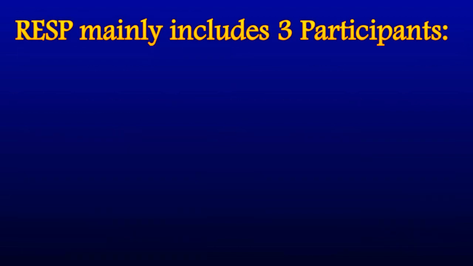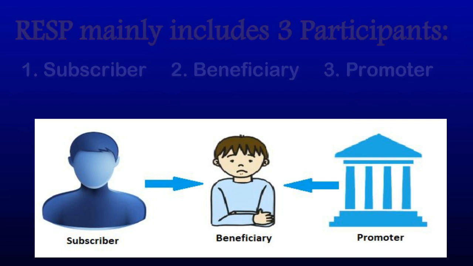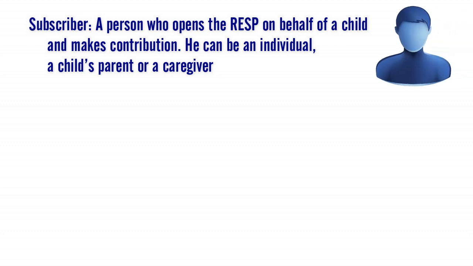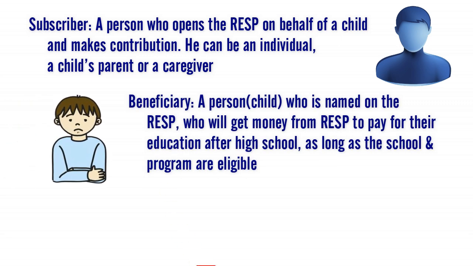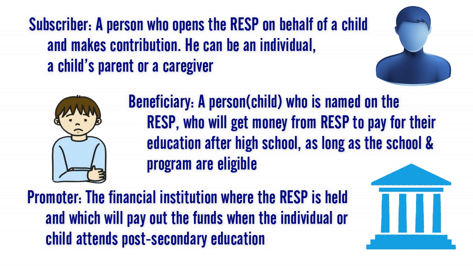In this RESP, there are three main participants: subscriber, beneficiary and promoter. Subscriber is a person who opens the RESP on behalf of a child and makes contributions. It can be an individual, a child's parent or a caregiver. Beneficiary is a child who is named on the RESP who will get money from the RESP to pay for their education after high school as long as the school and program are eligible. Promoter is the financial institution where the RESP is held and which will pay out the funds when the child attends post-secondary education.